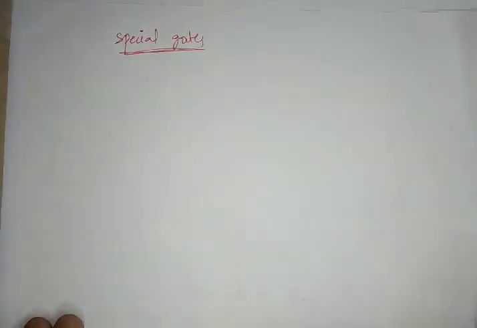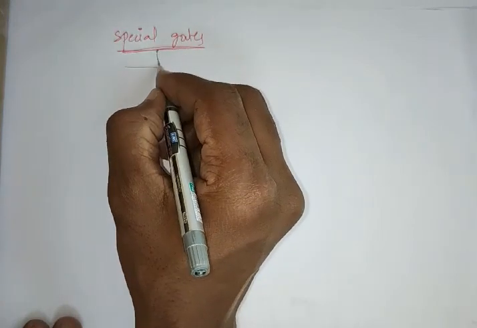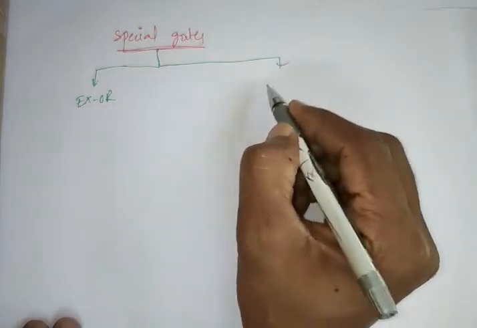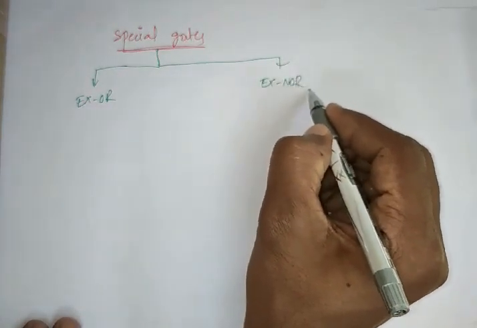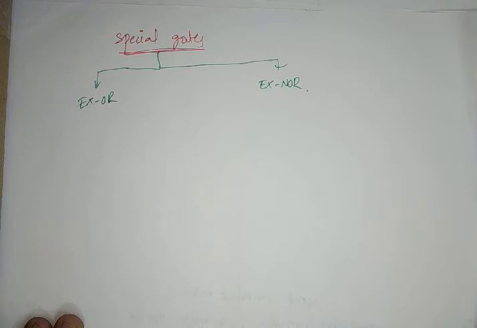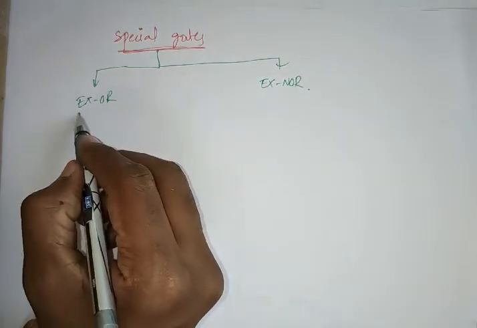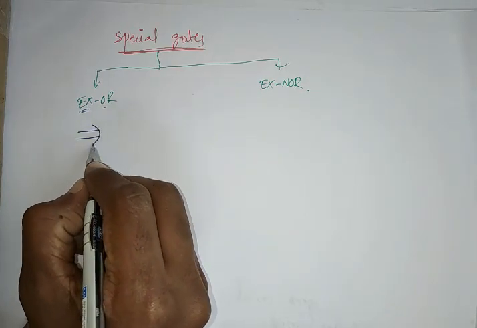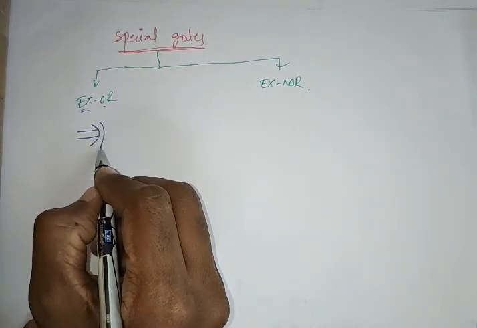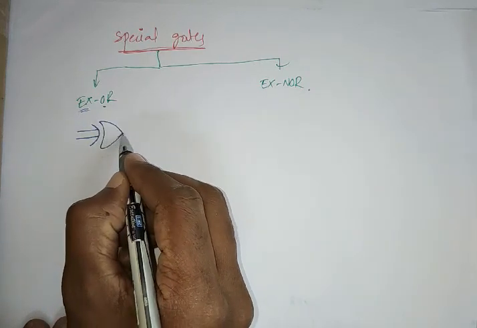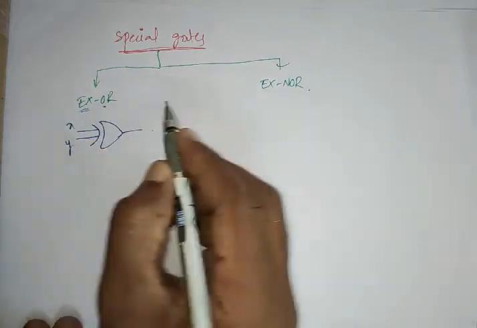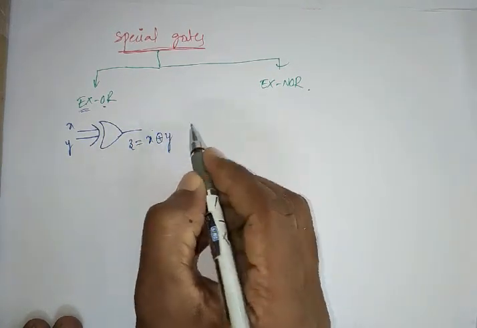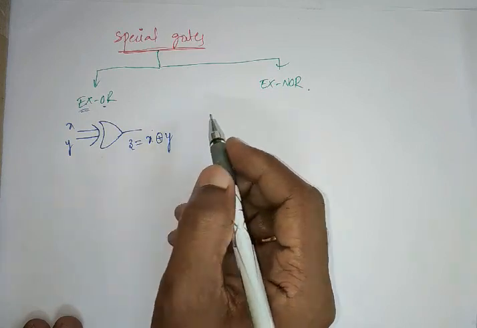Again, there are two types of special gates: one is the XOR and the other is the XNOR. Exclusive means special, so exclusive OR gate. This is the symbol representation of XOR, and we know the OR logic. Here the inputs are X and Y, and Z is the output. That is X exclusive OR Y. The circled addition mark is the XOR operation.